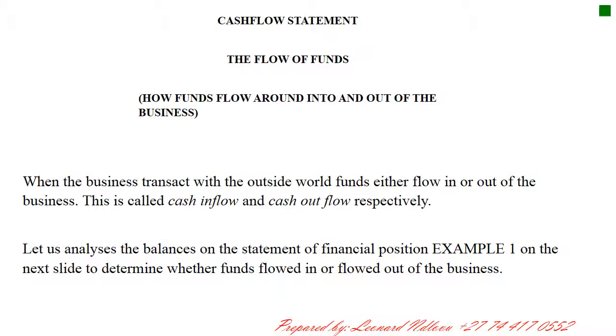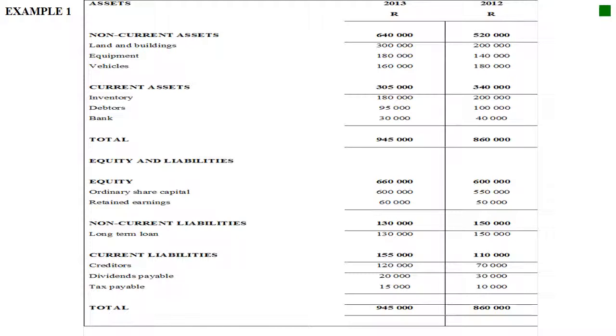We are not concerned about funds that circulate within the business. Let us analyze the balances on the statement of financial position, example 1, on the next slide to determine whether funds flowed in or flowed out of the business. So we'll use this example to illustrate the flow of funds. This is the example we are going to use, where it's a statement of financial position with balances for 2012 and 2013. So we'll make comparisons of the two.